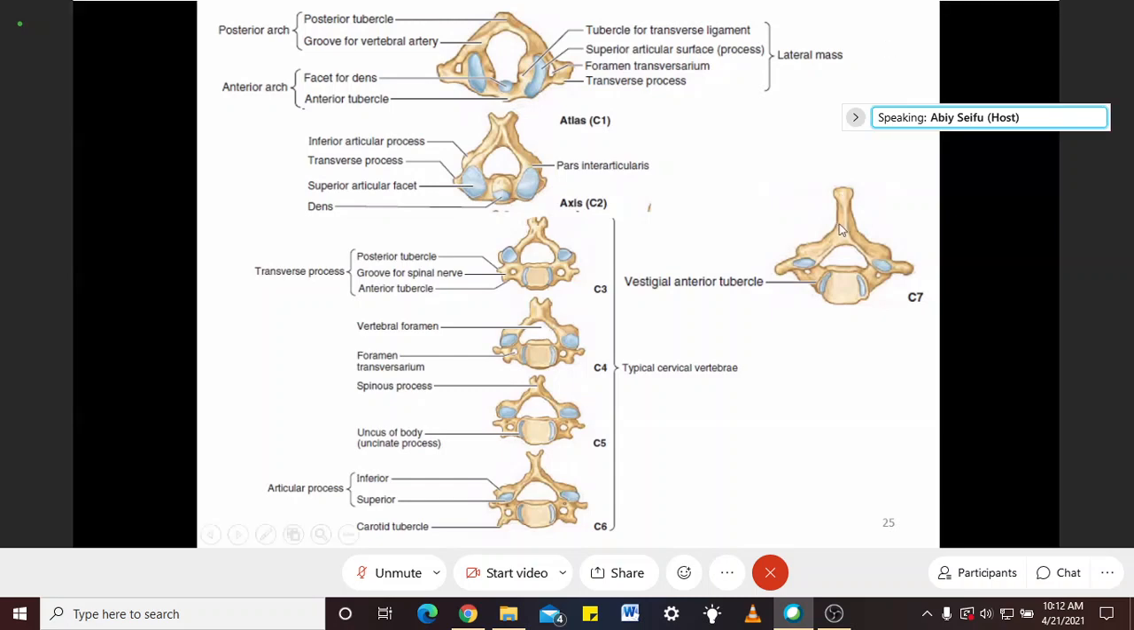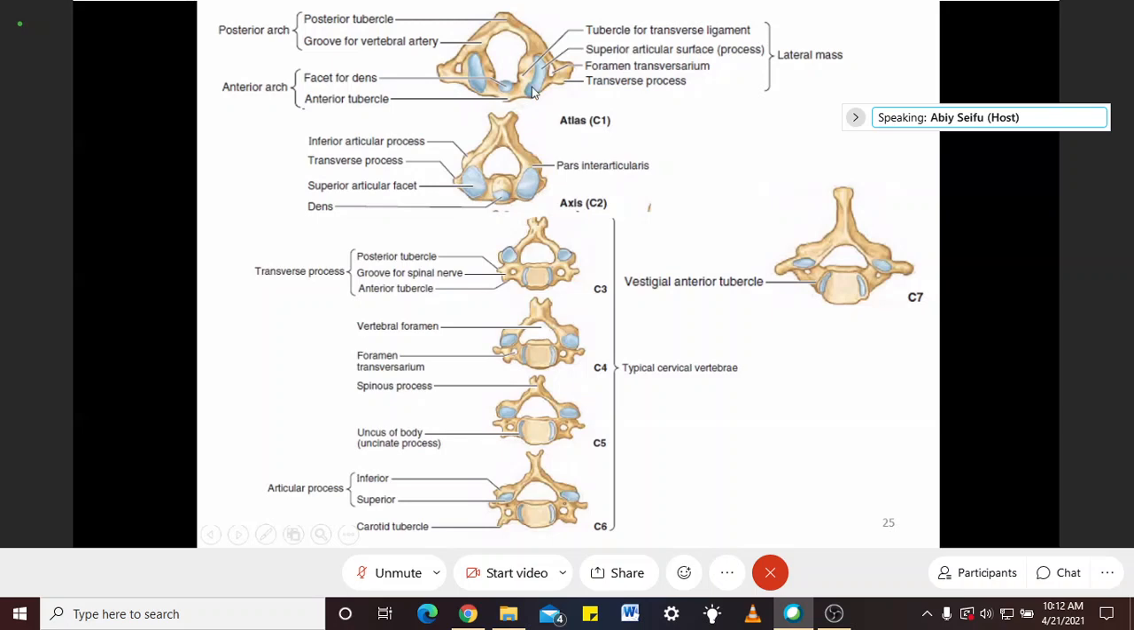And the other feature that makes it atypical is the spinous process, which is almost horizontal and much longer. You see, the other is bifid and shorter.